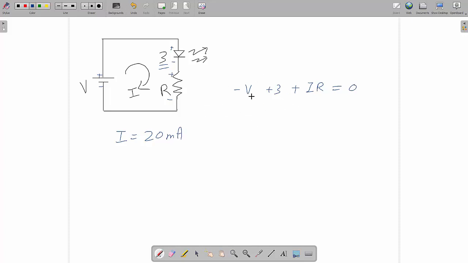Now if I just adjust this and take IR to the other side, what happens is IR is equal to V minus 3. So R is nothing but V minus 3 divided by I. So this is our final formula to find out the value of the resistor, right? So it is V minus 3 divided by I. Okay, so let us begin programming.